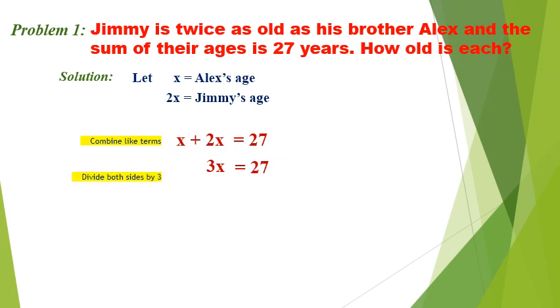From this, we have to divide both sides by 3, and here it goes. 3x divided by 3 is 1x or x. And 27 divided by 3 is 9. So we now have x is equal to 9, representing the age of Alex. And 2x will now be 2 times 9, which is equal to 18. This will now be the age of Jimmy.